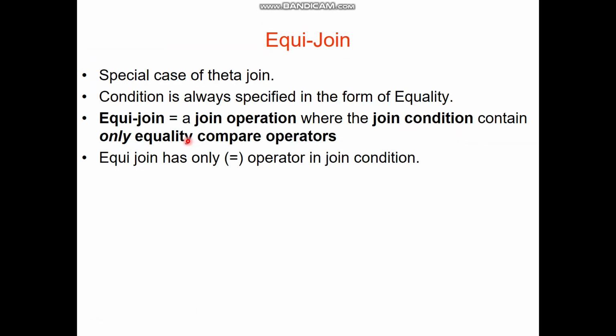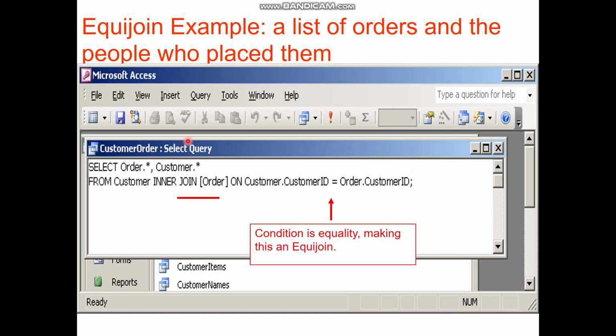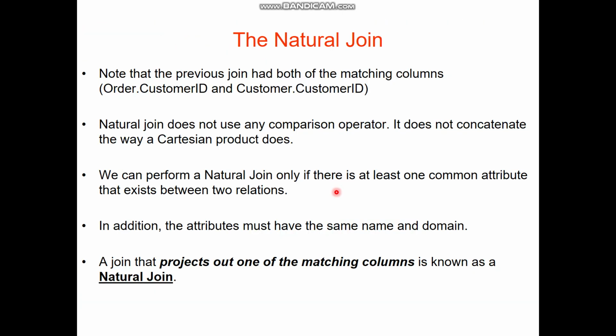Equijoin is when we are using equality in the join condition, that is known as equijoin. And when we are using greater than, less than, those operators, then it is known as theta join. So the example of equi-join will be, if we are to join the two tables on the equality sign, it becomes equi-join, and if we are using greater than or less than sign, then it becomes theta join.